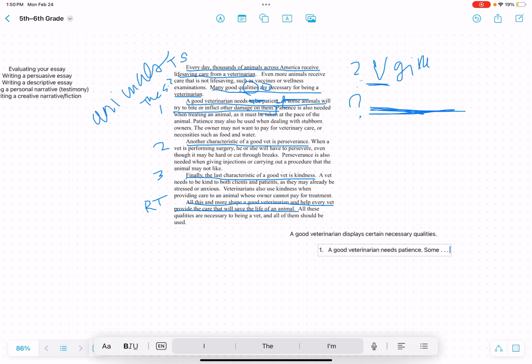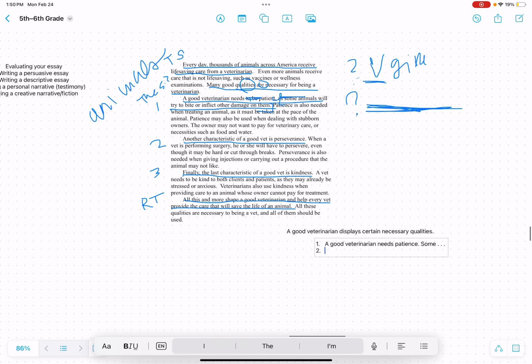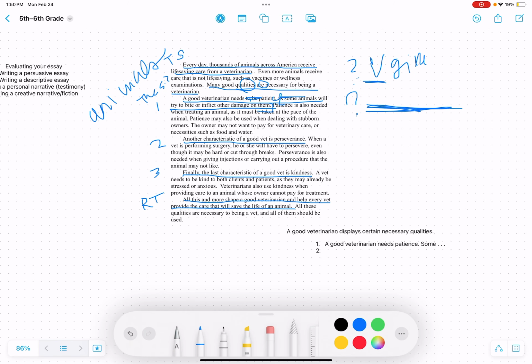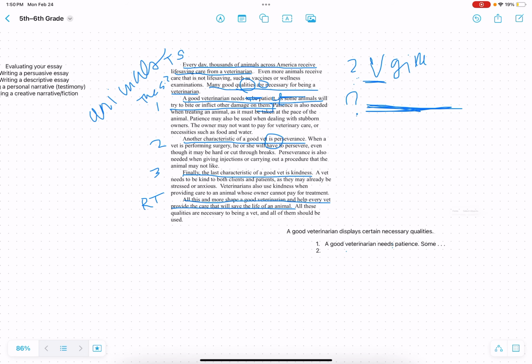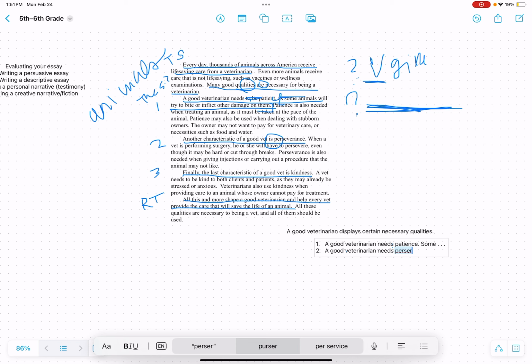Okay, let's go to the next one. Point 2. Another characteristic of a good vet is perseverance. Oh, there's our is. What do we try to do with is? We try not to have unnecessary be verbs. And I think we can do without it here too, especially if we follow the same pattern we just started. So back to our box. Let's see if I can open that back up. What if we say a good veterinarian needs perseverance?